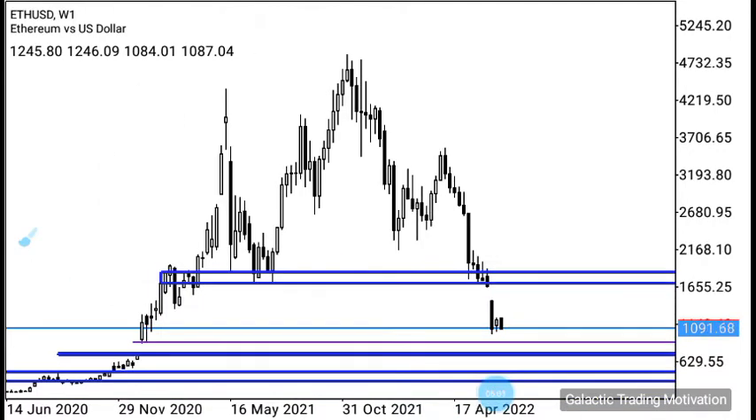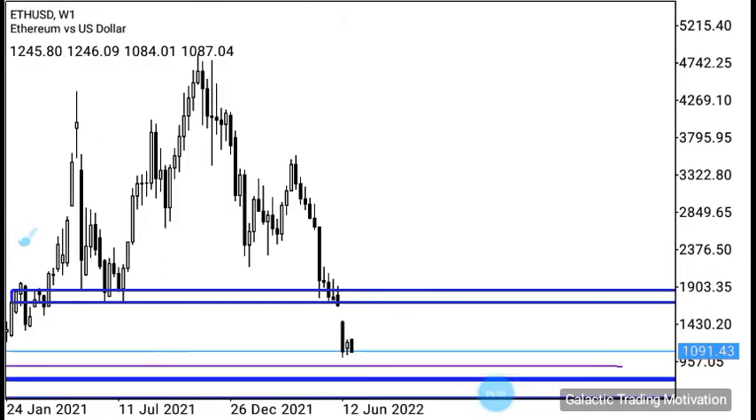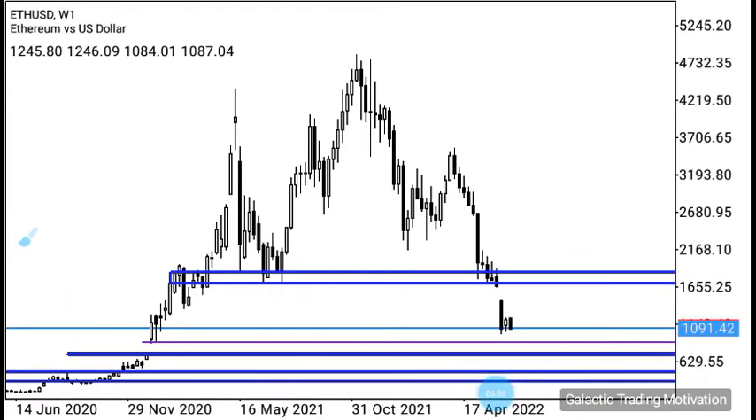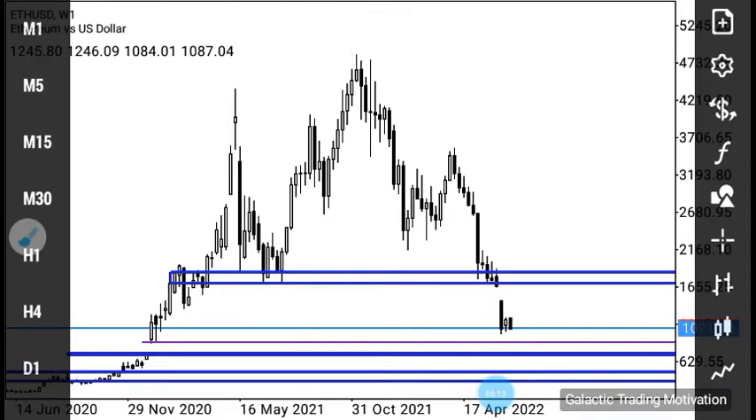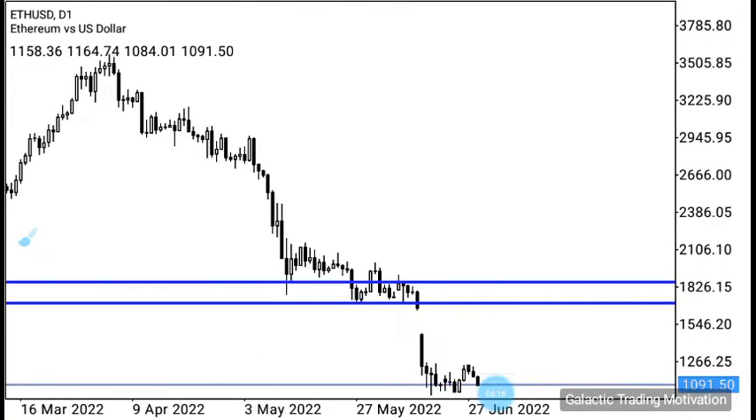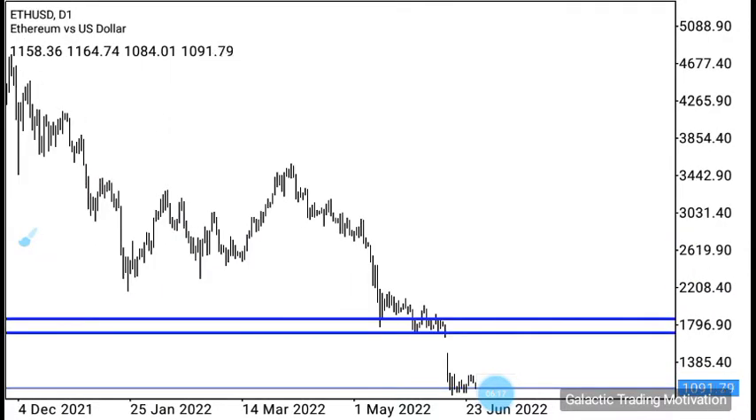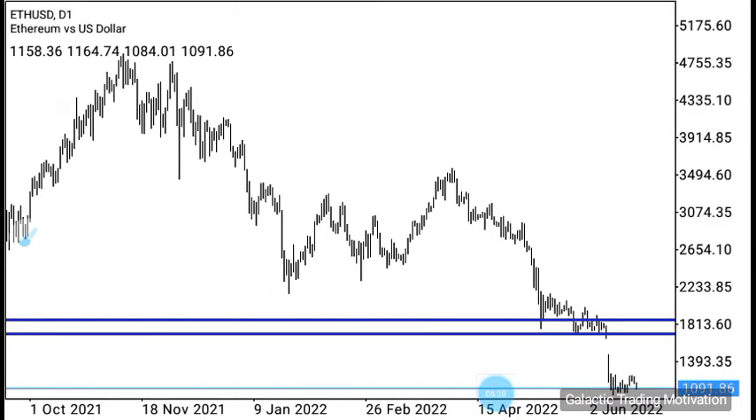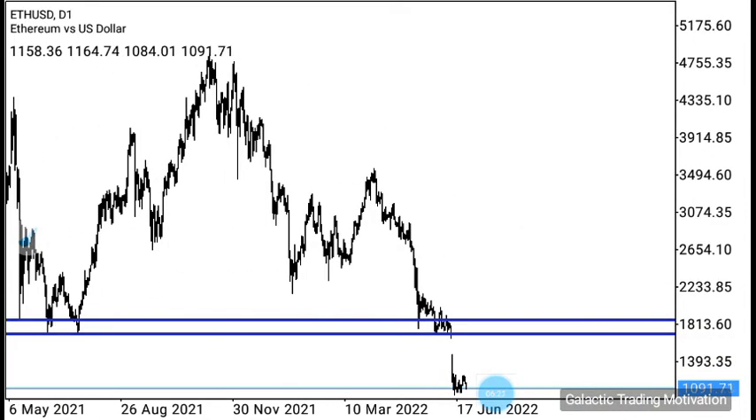So I don't see anything further, guys, as far as the weekly chart of Ethereum is concerned. So what I'm going to do right now is head down to the daily chart. Here we are on the daily chart. The first thing that I'm going to do on this chart is plot my equidistant lines.